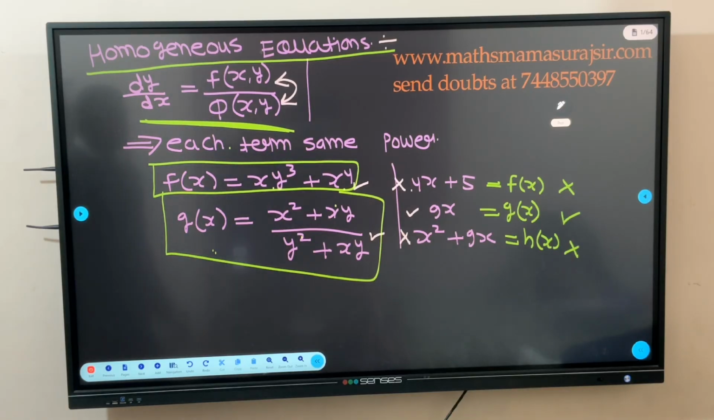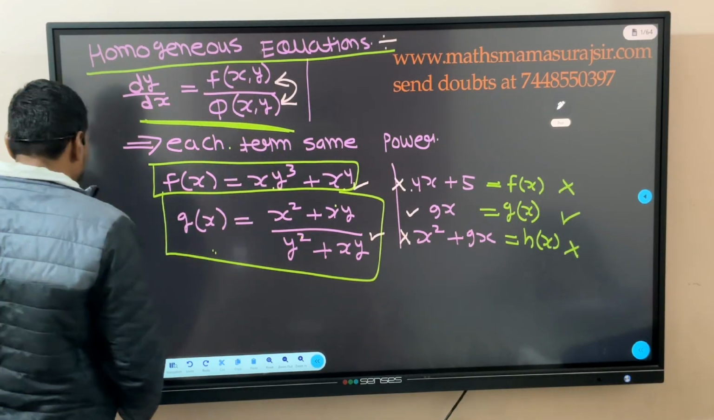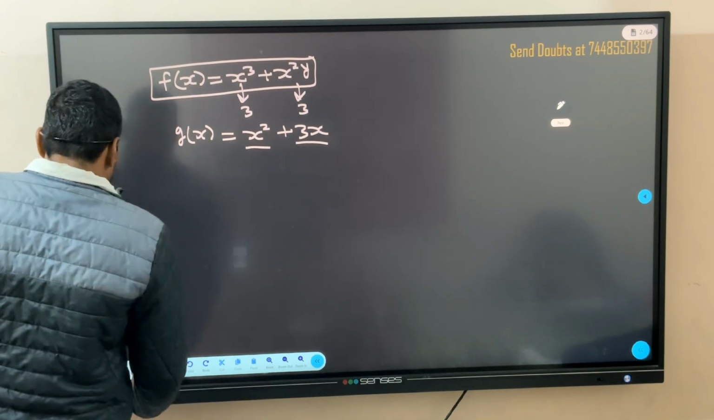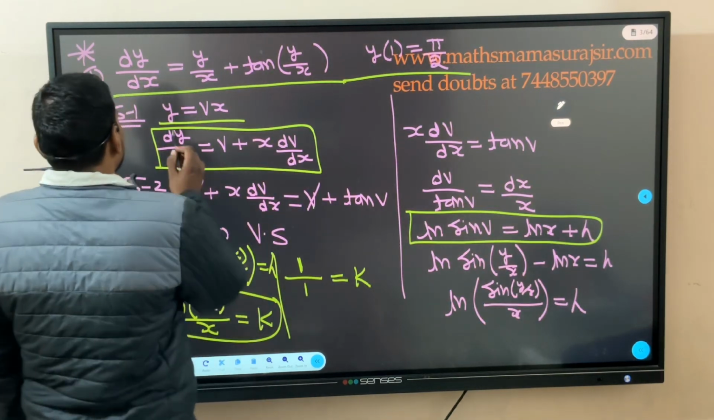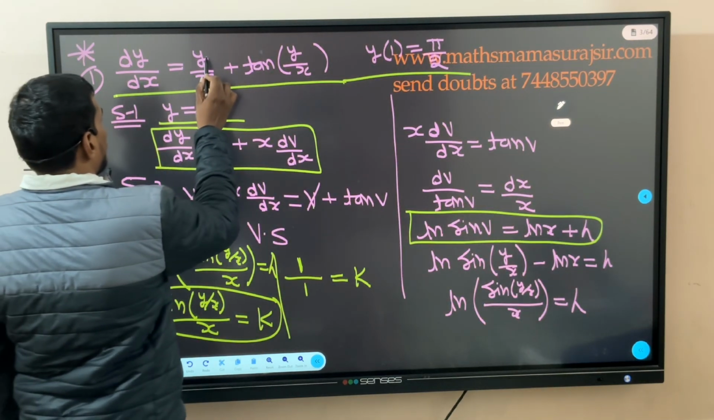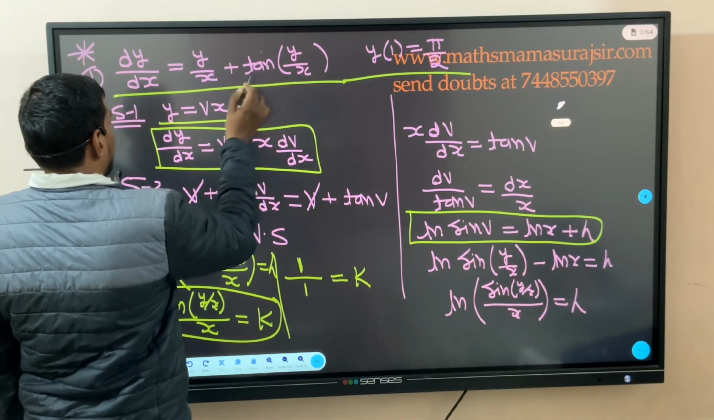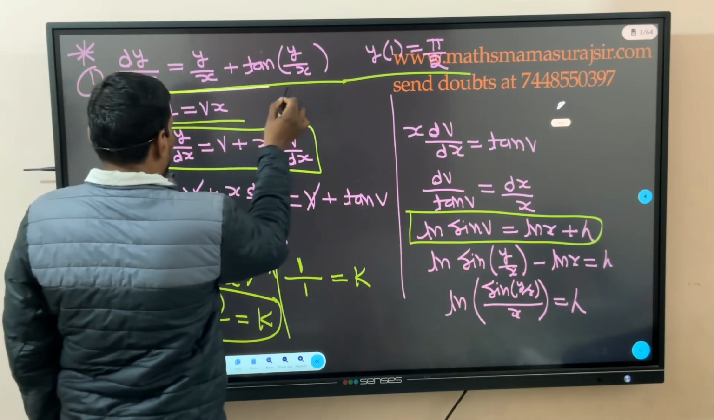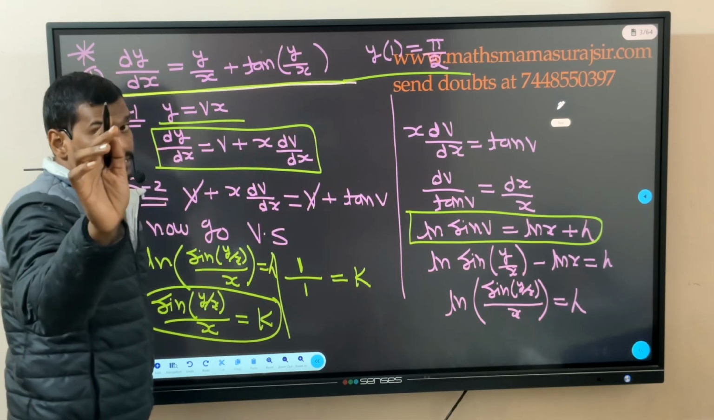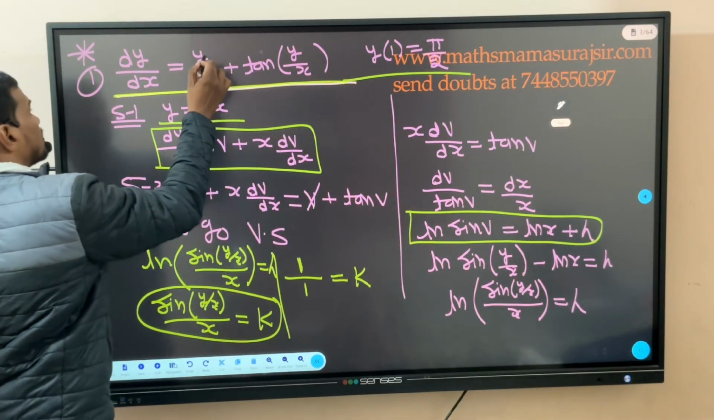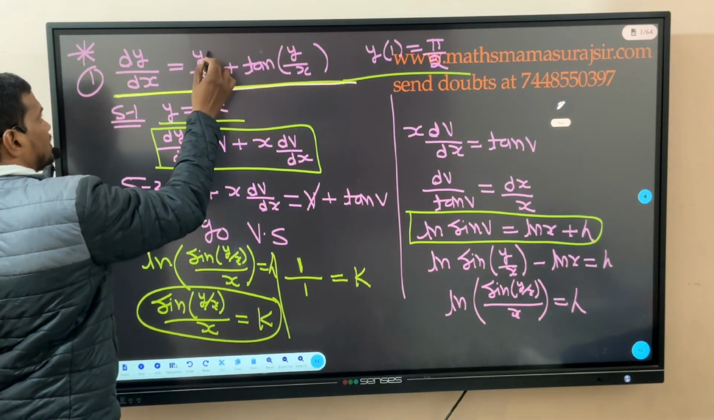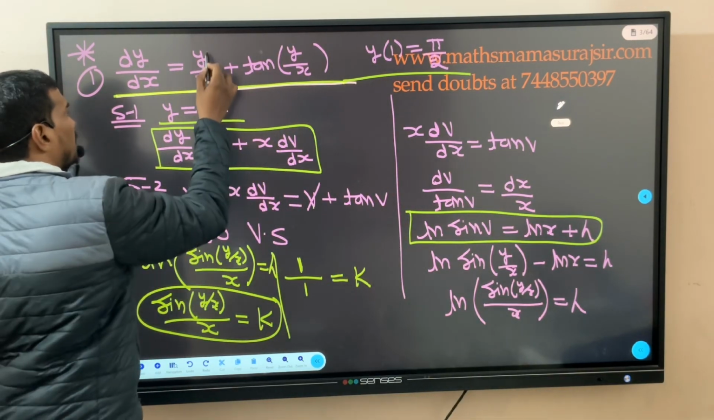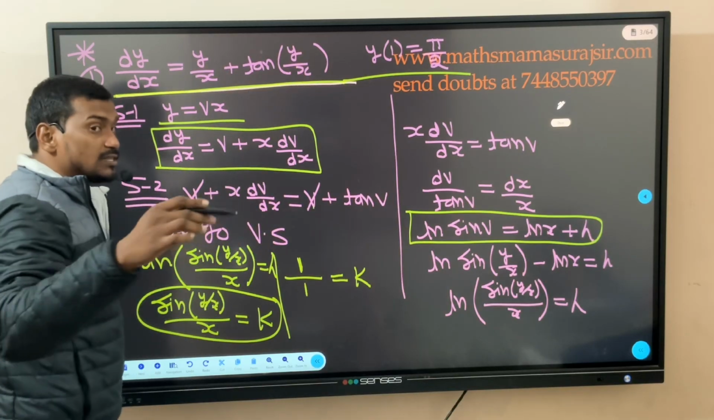Alright, so let's go, beta. This is homogeneous, right? Yes, so see, dy by dx is equal to y upon x plus tan of y by x. The question is, is it a homogeneous differential equation or not? See very carefully. First term, power 1 upon power 1, that is 1 minus 1, 0. So power 0. Here also power 0. So this is homogeneous.